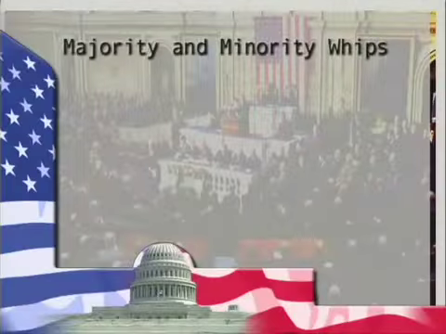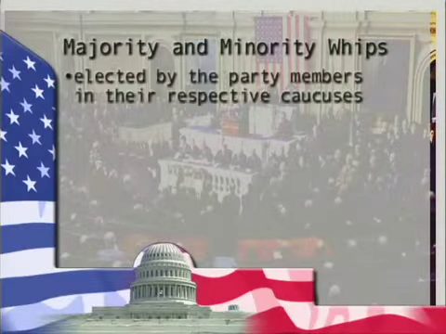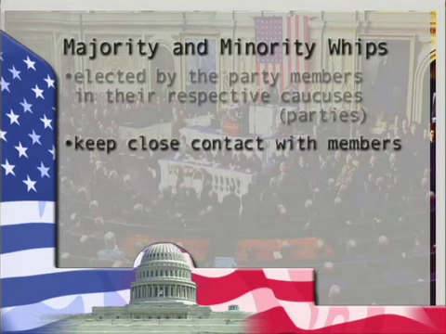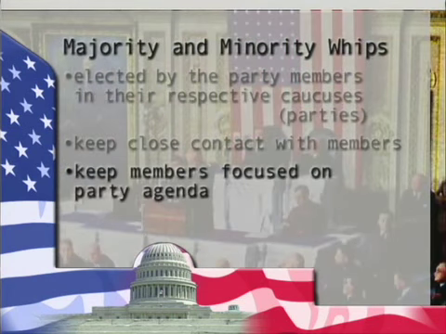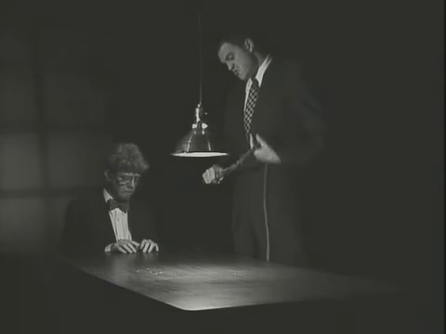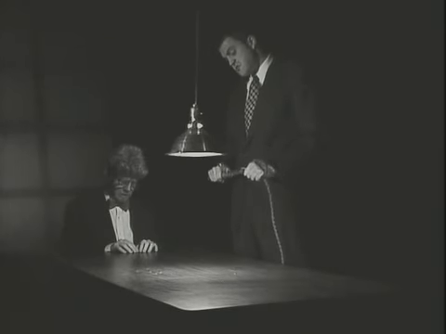There are also majority and minority whips. The majority and minority whips are elected by the party members in their respective caucuses or parties. They are responsible for keeping close contact with all members as they attempt to keep them focused on the party agenda. In other words, if a House member strays too far from party goals, they better be ready to get whipped into shape.